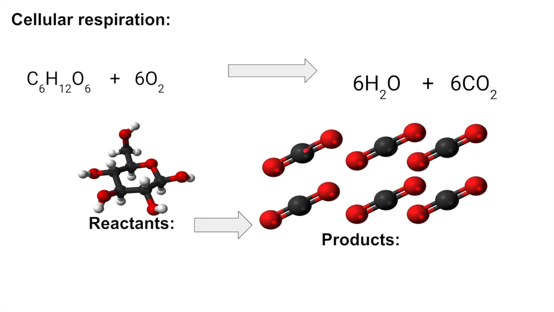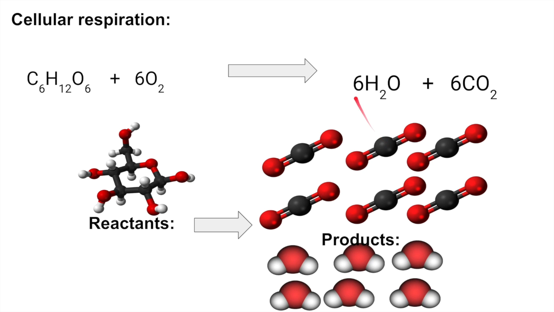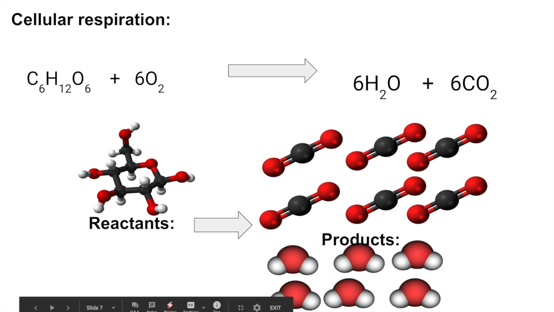So in this case, we need 6 carbon dioxide. So we put that 6 in front of carbon dioxide. So there are 1, 2, 3, 4, 5, 6. So that's how we know how many carbon dioxide molecules are needed. In the same way, we put a 6 in front of H2O. So 6 water molecules are needed. 1, 2, 3, 4, 5, 6.